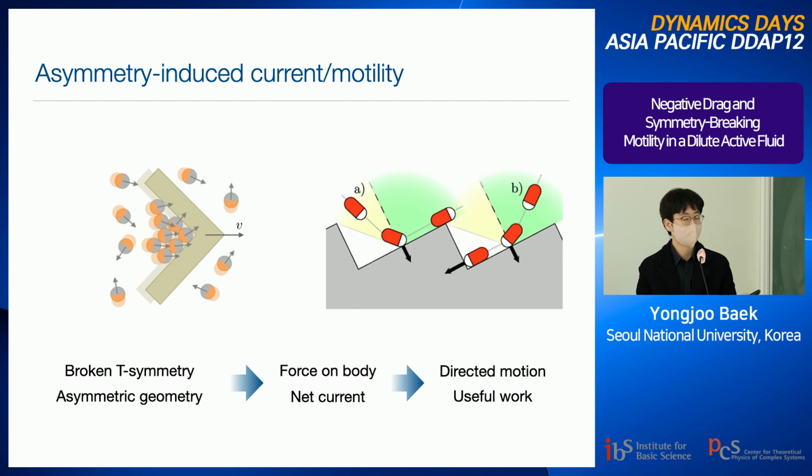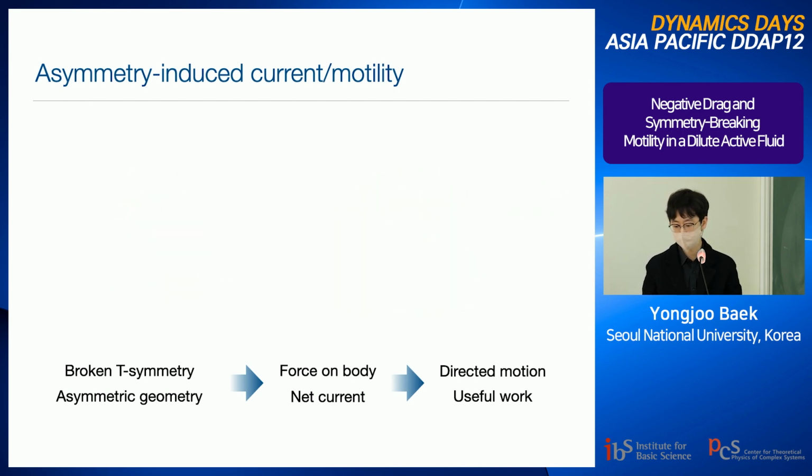And in reaction, the active particles are propelled in the left-hand direction. So this lack of time-reversal symmetry of these active particles, when combined with this asymmetric spatial geometry, tends to result in some kind of net force on the body and net current of these active particles, which you can take advantage of in terms of some kind of directed motion or useful work.